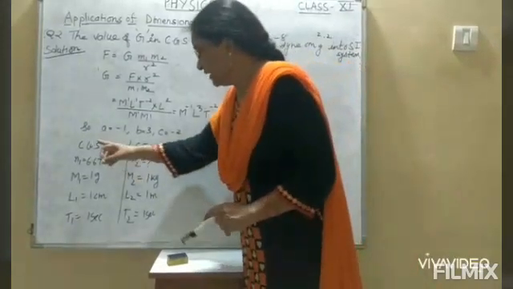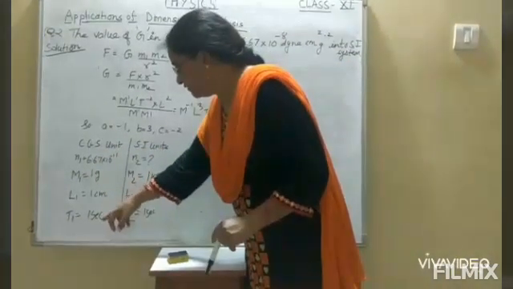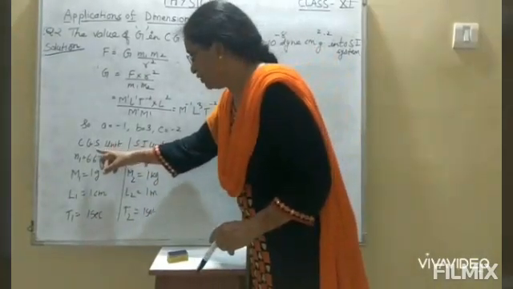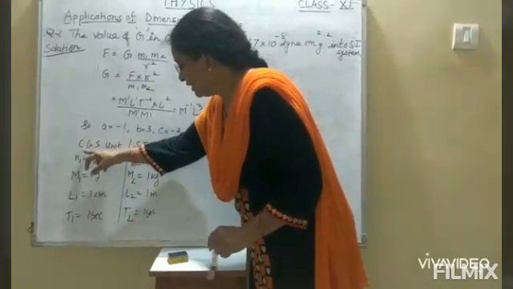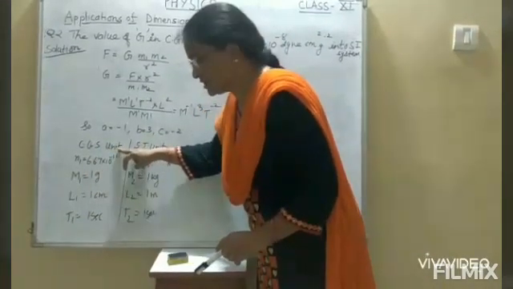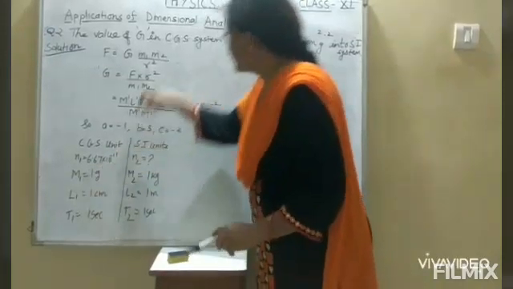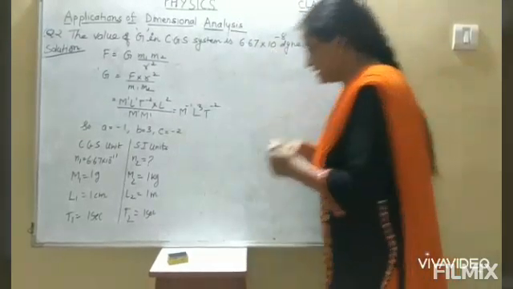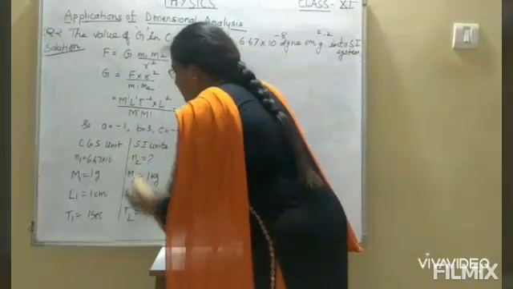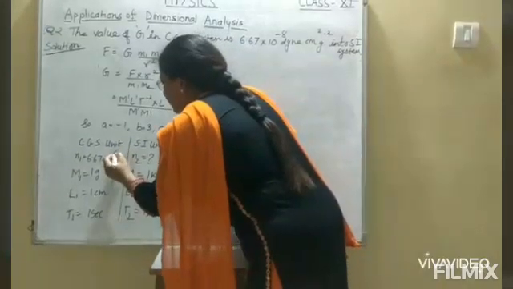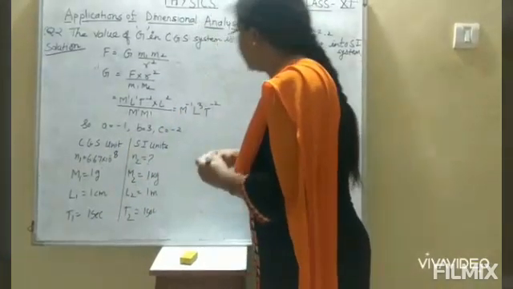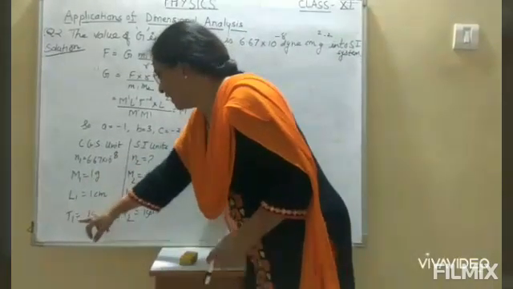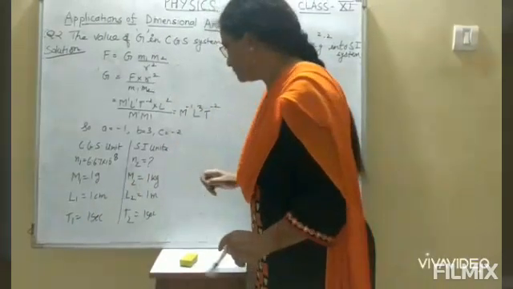Now we will calculate the values of M1, L1, T1 and M2, L2, T2 in different systems of unit. First of all, the values in the CGS system are: n1, that is given, equal to 6.67 into 10 raised to power minus 8. Here 6.67 into 10 raised to power minus 8 is given. M1 is equal to 1 gram, L1 is equal to 1 centimeter and T1 is equal to 1 second.